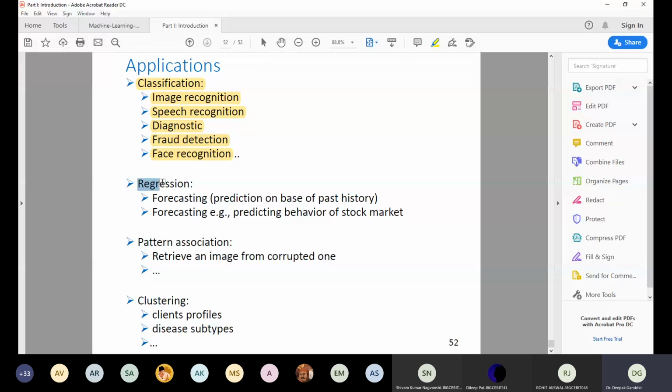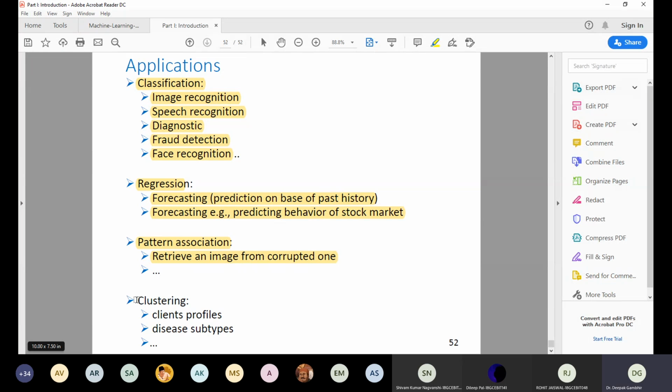Another kind of application is regression, in which we need to provide the future values, what could be the next future values. For example, forecasting on the basis of past history. In the case of the stock market, we can tell what could be the future prices. We can also use the neural network for pattern association, like retrieving an image from a corrupted one. Suppose an image has been corrupted, then the neural network can retrieve that image with pattern association, that is, how this pattern is associated with the next coming pattern.